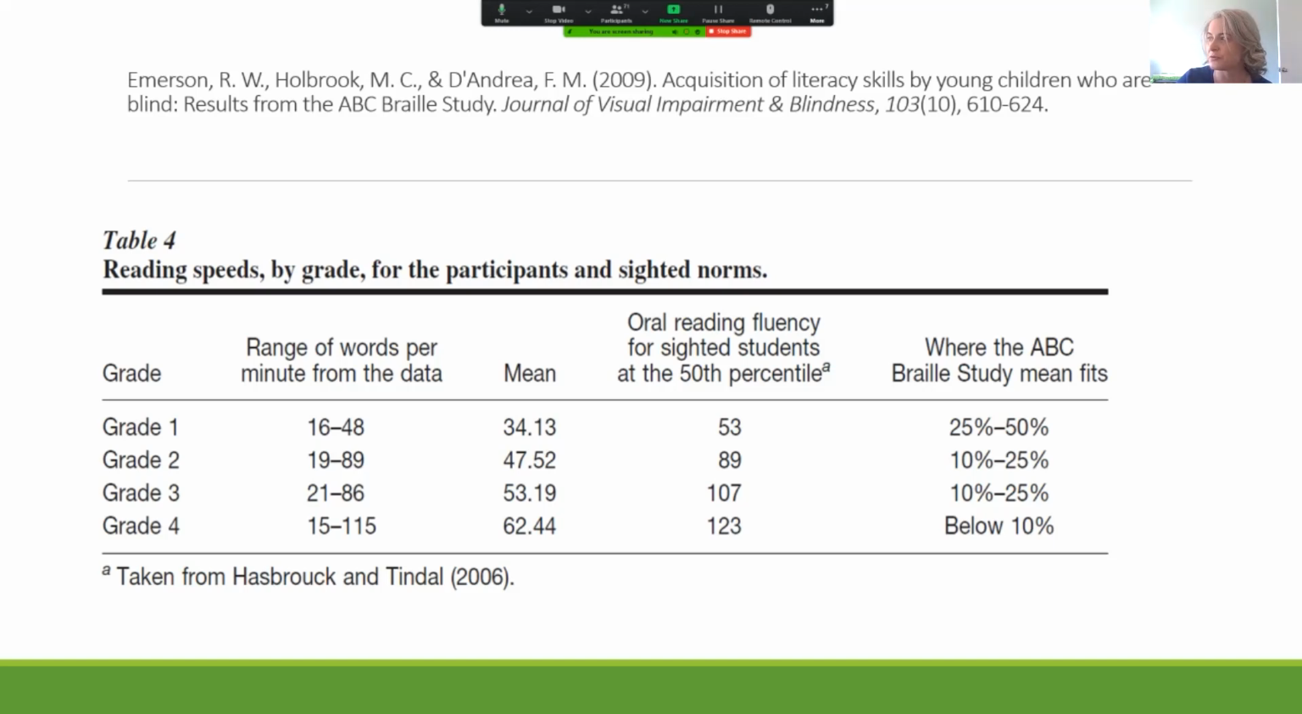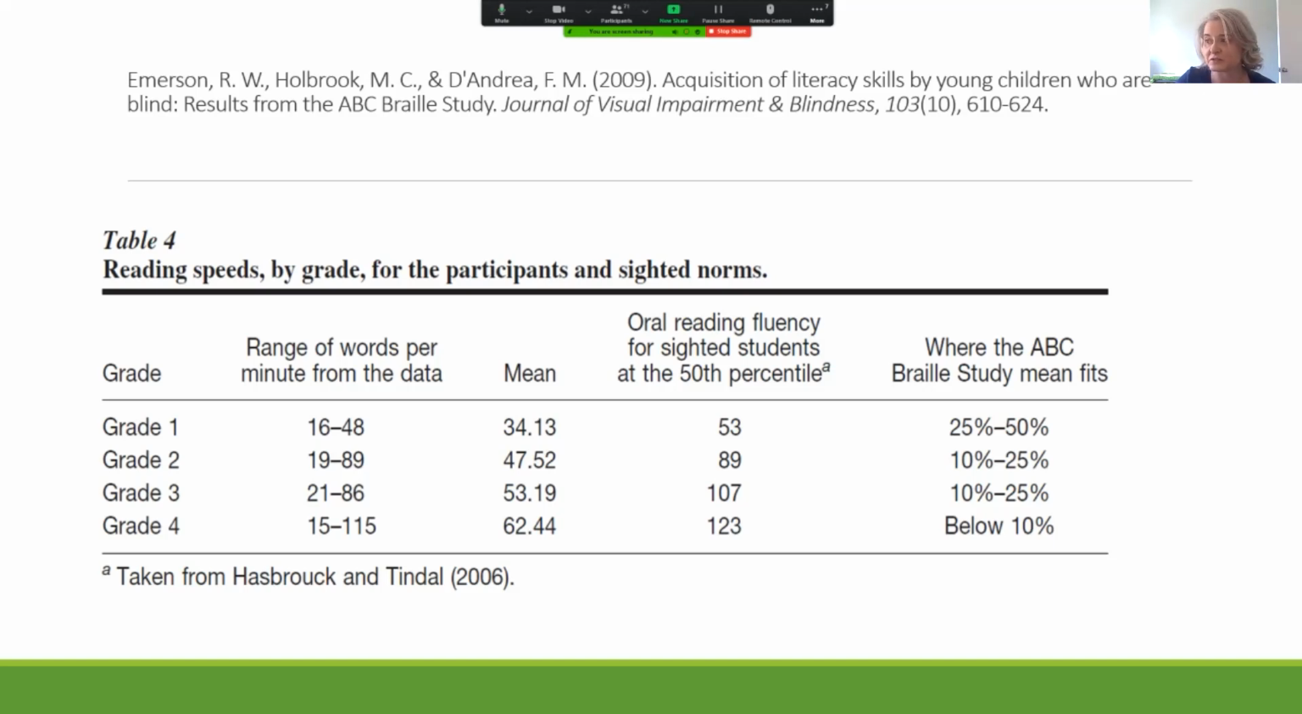You know, compared with typical peers in this study, our students were landing at the 25th to 50th percentile. So in second grade, once again, we see a similar trend. The range of reading speeds was 19 to 89 words per minute. And I just want to point out that kids that are getting up to 89 at the top end of this range, 89 words per minute, that's pretty fast for a second grader.